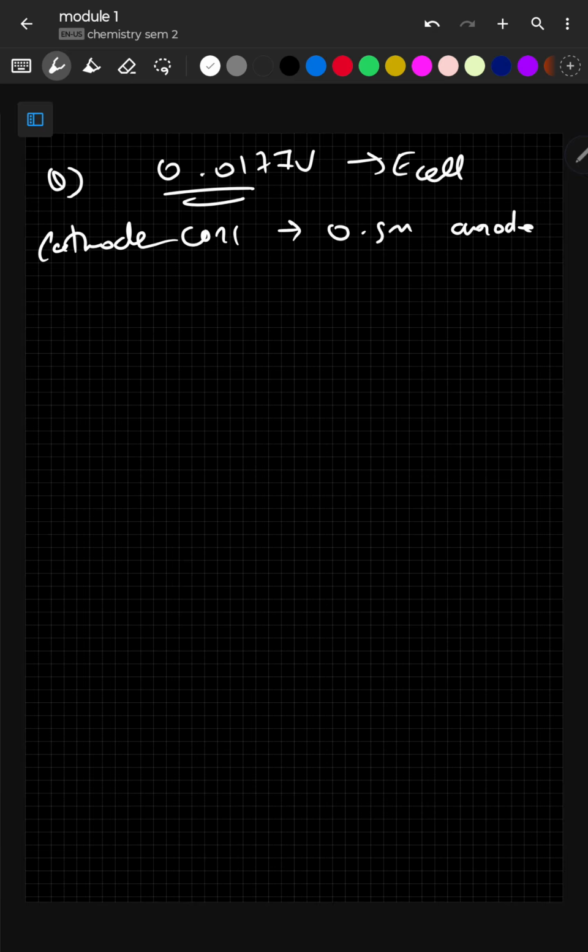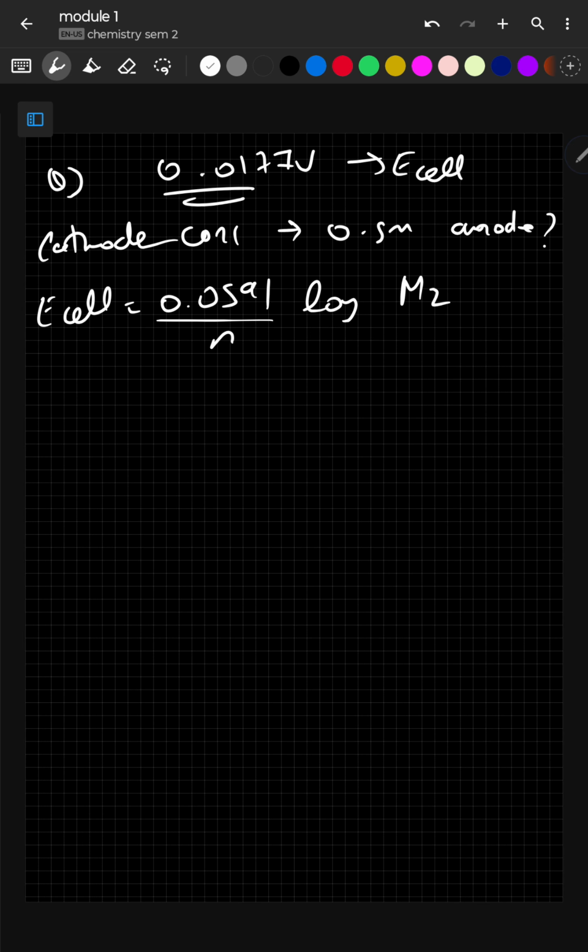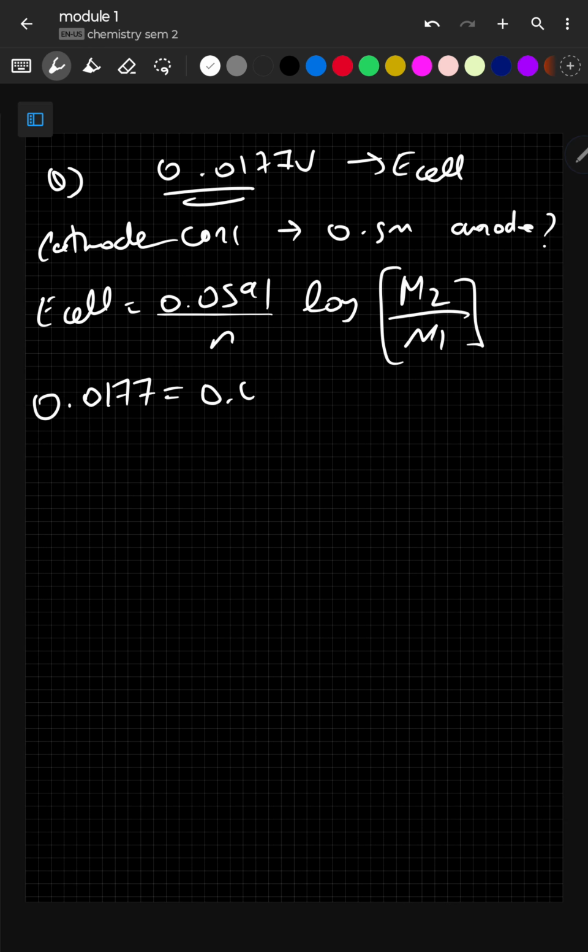Now just now we have solved the reverse of it, so we might know, but how to solve, we should understand. Okay, so E cell. Here they have not asked for the reaction or the potentials, nothing. We have to find the potential, no reaction representation. E cell equals 0.0591 by n log of M2 by M1. 0.0177 equals 0.0591, it's Ag, so n is 1, let's take it as 1. Log of, this is cathode by anode, correct? So it's going to be 0.5 by M1.